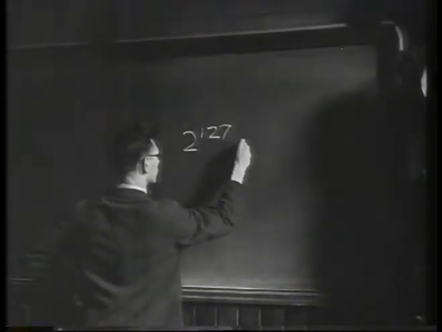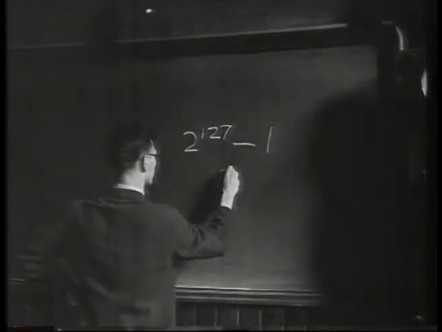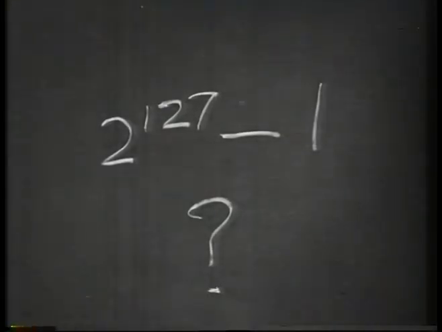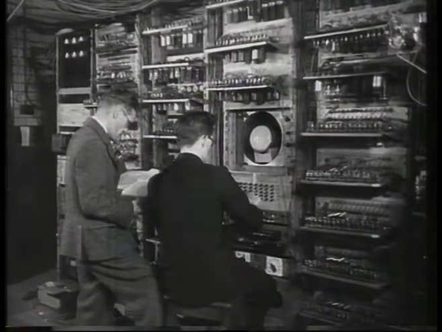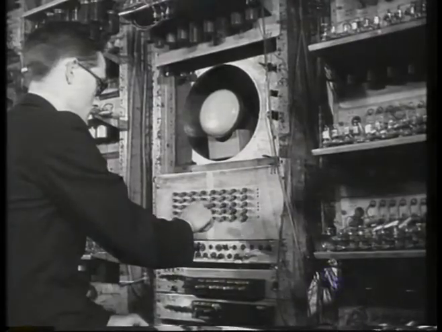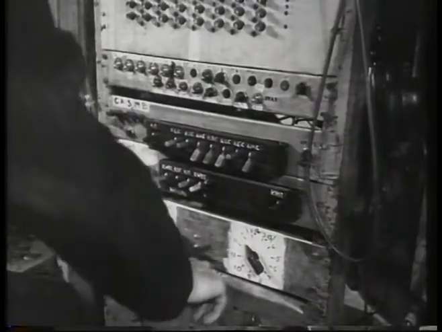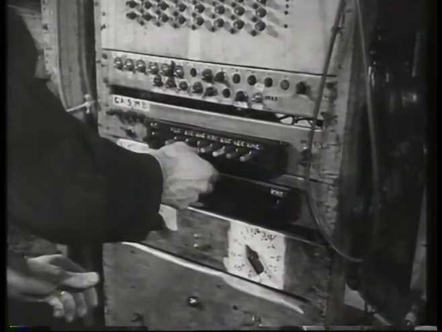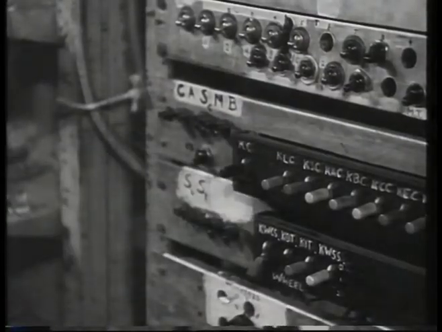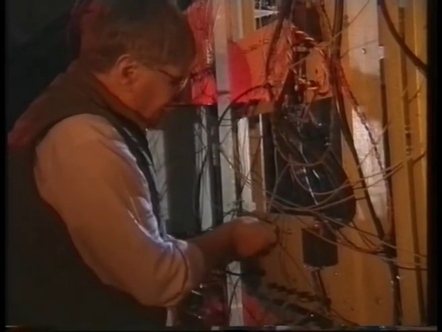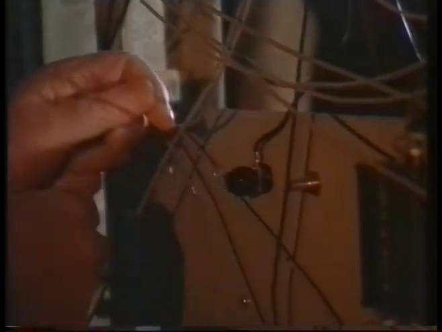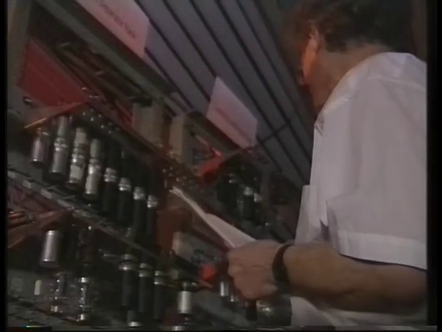Manchester University, where anyone who urgently wishes to know whether 2 to the power of 127 minus 1 is a prime number or not can be given the answer by an electronic brain in 25 minutes instead of by a human brain in 6 months. Setting the machine for this kind of problem takes a week. The computer itself contains 1,500 valves.